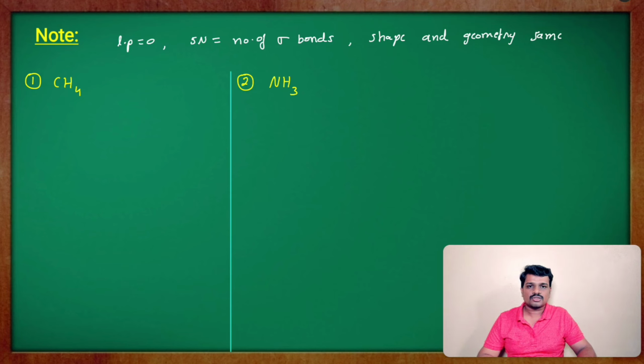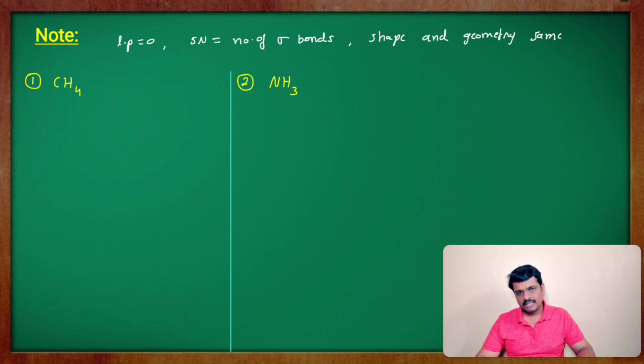So what do shape and geometry mean? While speaking about the shape of the molecule, we only consider the spatial arrangement of bond pairs. While speaking about the geometry or structure of the molecule, we consider both lone pairs and bond pairs around the central atom. This is the main difference between shape and geometry of the molecule. In order to understand this trick clearly, let us consider a few examples.